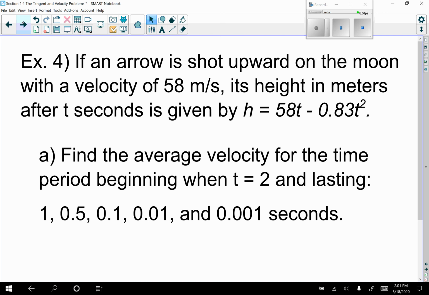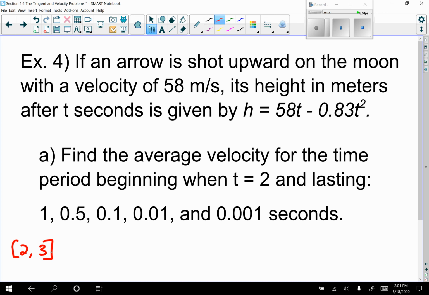They could give us the intervals, or here we have to create our own intervals. But if you notice here, we're kind of centered around the 2. So it's not like we're going to 2 different sides and finding all these different slopes of the secant lines. We're still approaching t equals 2 here. So we want to find the average velocity for the time period beginning when t equals 2 and lasting 1 second. So that means we have to create our own time intervals. So if our first one starts at 2 and it lasts 1 second, then we're going from 2 to 3, not from 1 to 2 or 2 to 1, but it's lasting 1 second.